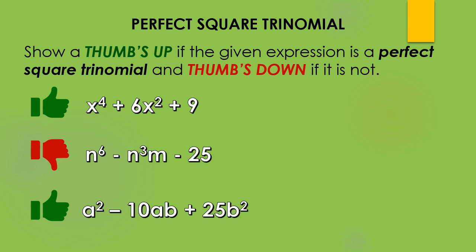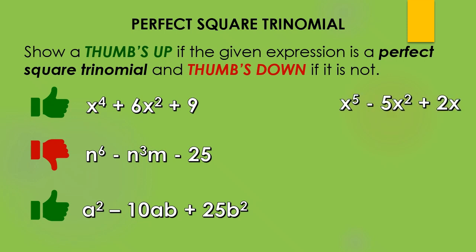So ab is 5ab, and then the middle term must be twice the product. So twice of ab. Our ab here is a and 5b, so ab is 5ab. Multiply it by 2, and you will get the middle term, which is 10ab. So 2 times 5ab will give us 10ab.